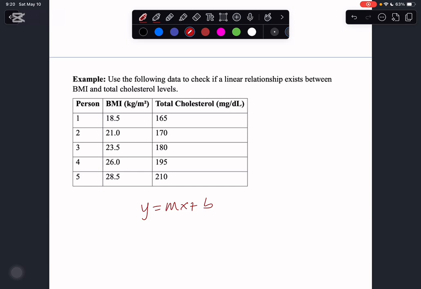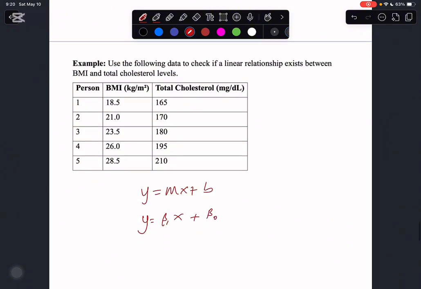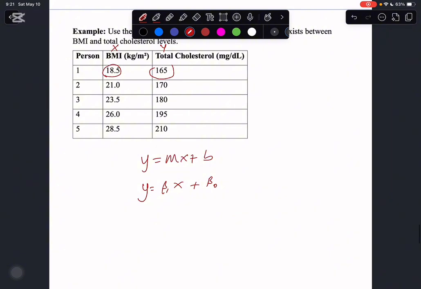Of course, we don't do y equals mx plus b; we do y equals b1x plus b0. But again, before using the b0, we need to find out if there is a relationship between the x and the y. Which one is the x and which one is the y? The cholesterol is dependent on the BMI. So if I change the BMI, assuming I can change the BMI, the cholesterol will respond accordingly.